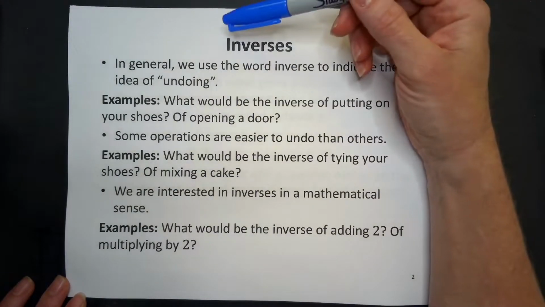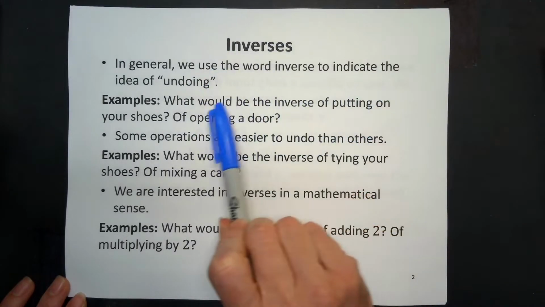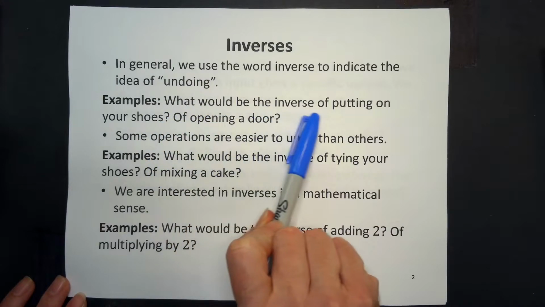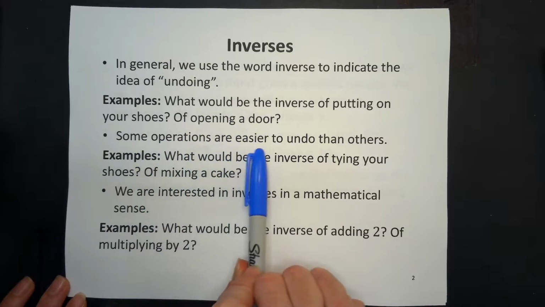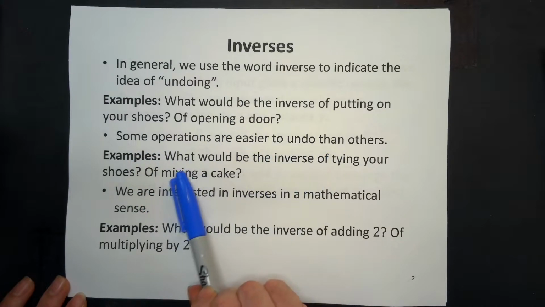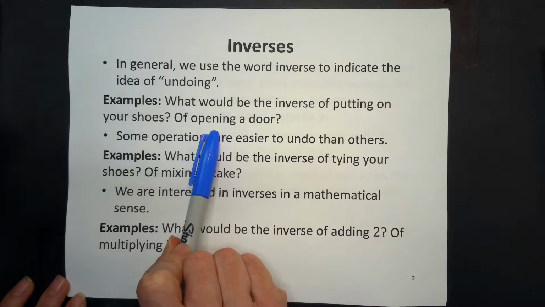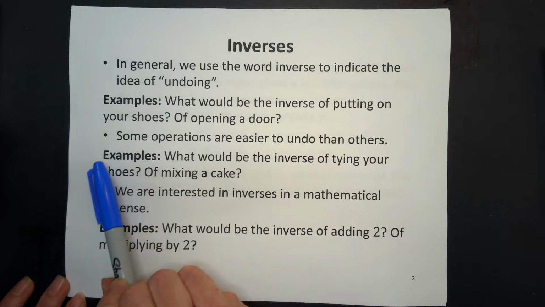So inverses. In general, we use the word inverse to indicate the idea of undoing something. For example, what would be the inverse of putting on your shoes, of opening a door? Some of the operations are easier to undo than others. For example, the inverse of opening a door would be closing it. That's pretty easy to do. The inverse of putting on your shoes is taking them off. Sometimes you design the inverse to be easier to do, like with tying your shoelaces. Untying your shoelaces is easier than tying them, and that's by design.